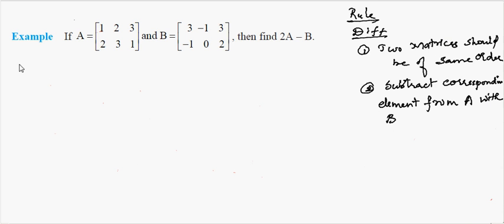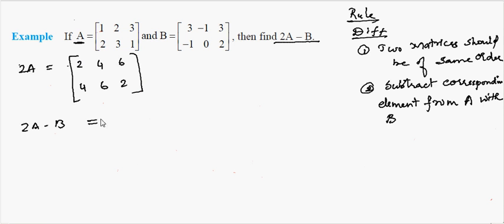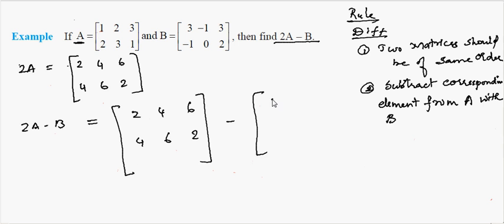Suppose, for example, if I take this, you need to find 2A minus B. But I don't have 2A, only matrix A is given. If you want to find 2A, it is nothing but multiplication of the matrix A by 2. All the elements in the matrix A will be multiplied by 2. So it will become 2, 4, 6, and 4, 6, 2. So this is 2A. Now if I want to find 2A minus B, I know what B is. So 2A minus B is 2, 4, 6, 4, 6, 2 minus 3, 1, 3, 1, 0, 2.